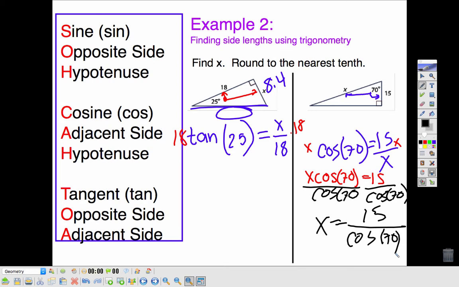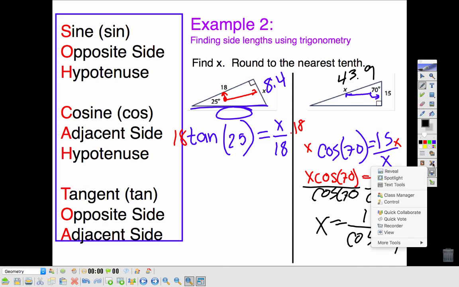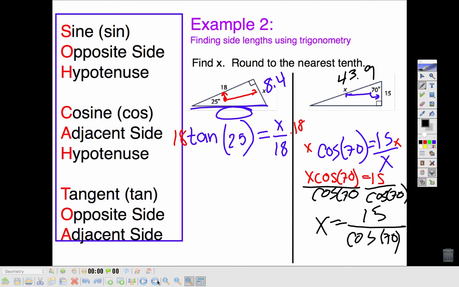So that's just the algebra, right? Imagine that this is just the number. We have to multiply x and then divide. So then when we do that, 15 divided by cosine of 70, what do you guys get? 43.9, if we round to the nearest tenth. Yep.